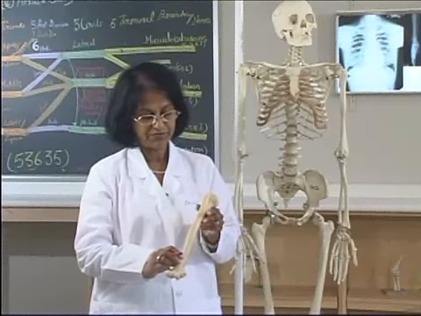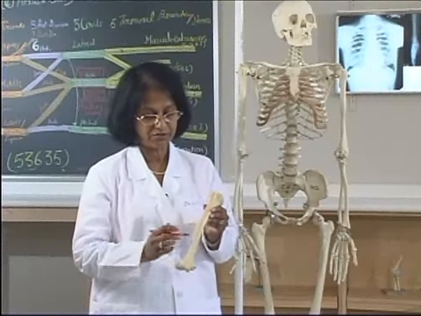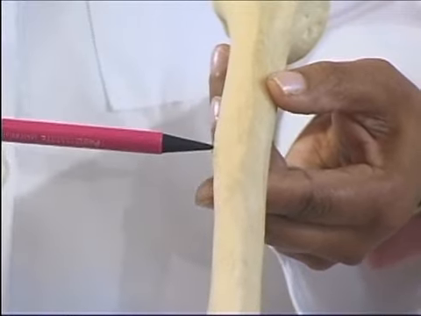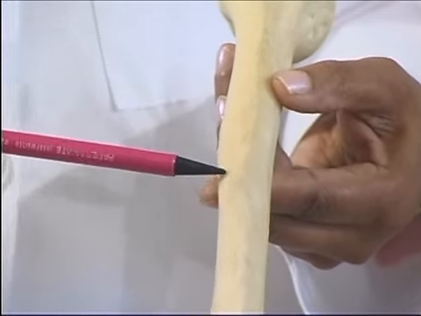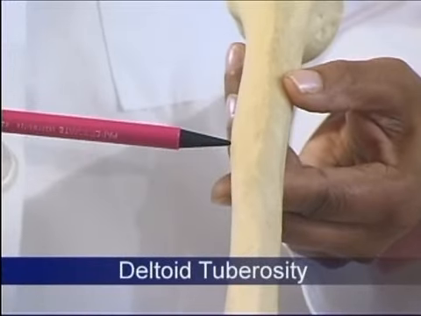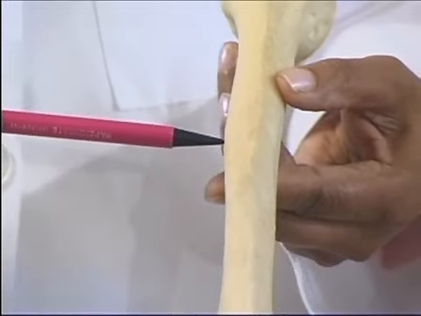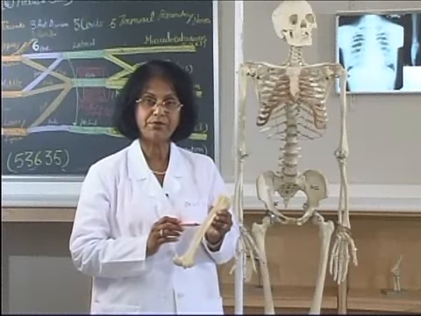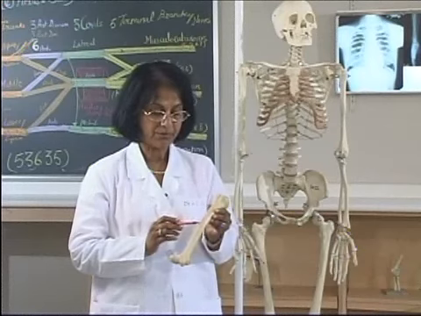Looking at the shaft, there are two important features. On the lateral surface, there is a V-shaped projection or tuberosity, which is called the deltoid tuberosity. The deltoid tuberosity gives attachment to the deltoid muscle, which is a strong abductor of the upper arm.